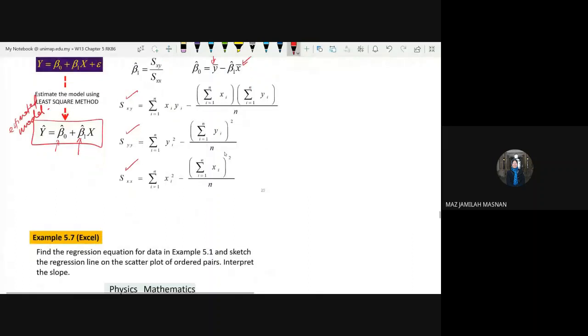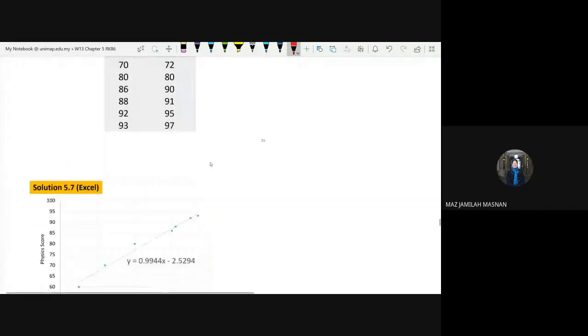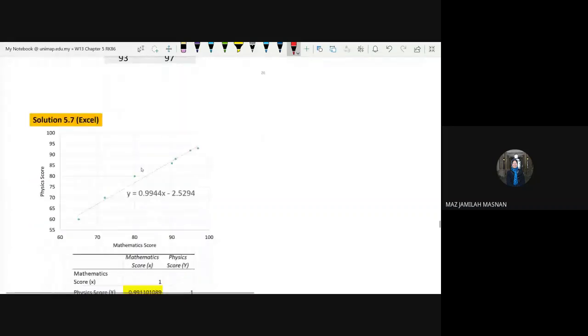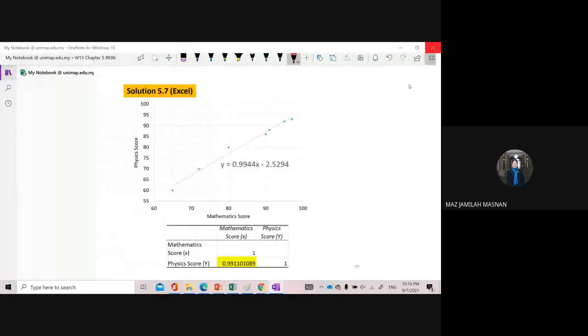Now let's continue to the next example by using the same exact data from example 5.1. You need to find the regression equation and sketch the regression line on the scatter plot of ordered pairs. Interpret the slope. Now this is your answer. How do I get this? Let's move to Excel again.